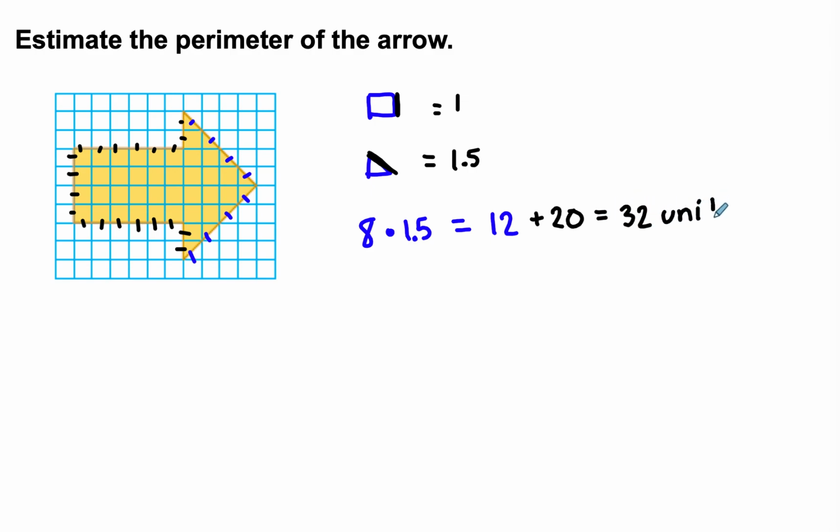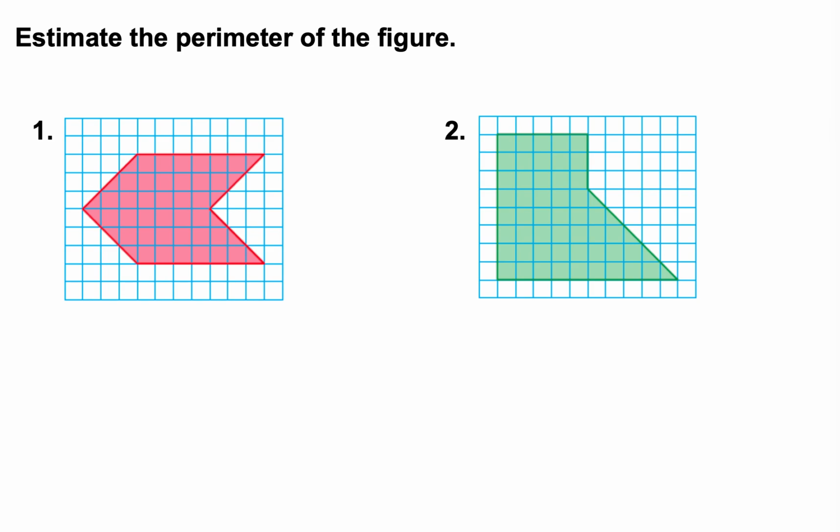my estimated perimeter. Now because there's a lot of counting in this type of problem, there's not a lot of work to show. But at the minimum, I should be able to see how many diagonals you had and the multiplication times 1.5, and then how many straights you had and the sum of those two. All right. Go ahead and pause the video and try these two on your own.